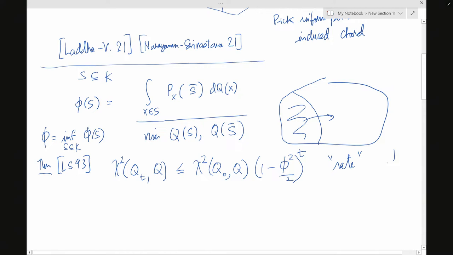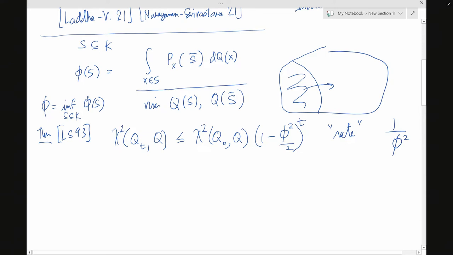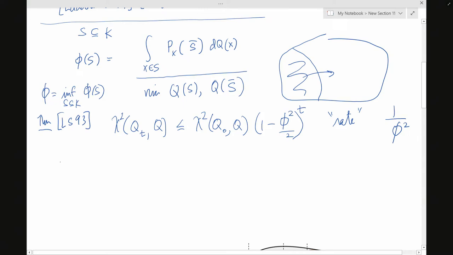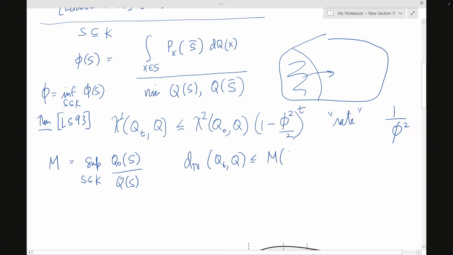Okay, so that's good. And then you get other notions also. For example, if you knew what's sometimes called the warmness of a starting distribution, the supremum of Q0(S) divided by Q(S) over all subsets, if you had a bound on this, then you can also bound, for example, the total variation distance between the t-step distribution and the target.